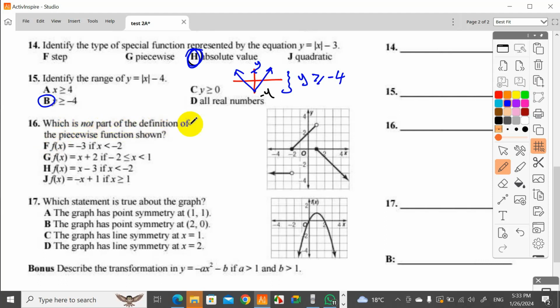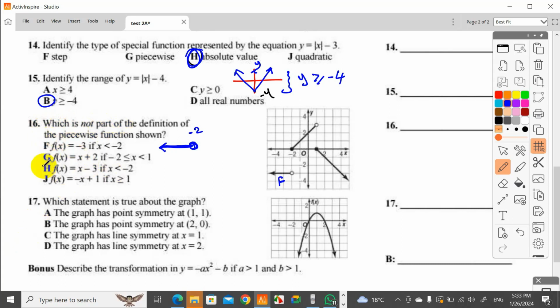Question 16. Which is not part of the definition of the piecewise function shown? Let's try the choices. Letter F, f of x equals -3 if x less than -2. So I expect the graph of letter F to be something like this. F of x equals -3, it's a constant function, x less than -2. So for x less than -2, it will be like this, and this is -2 at the x-axis, opened. Letter F is found in this graph, so it's a part, and the question says which is not part, so we will exclude letter F.